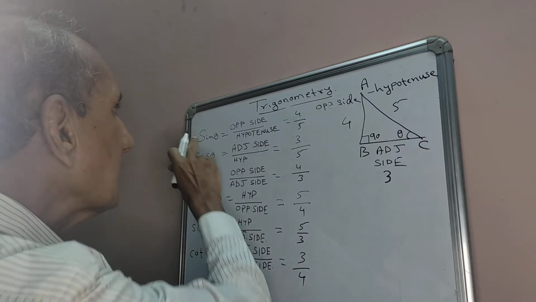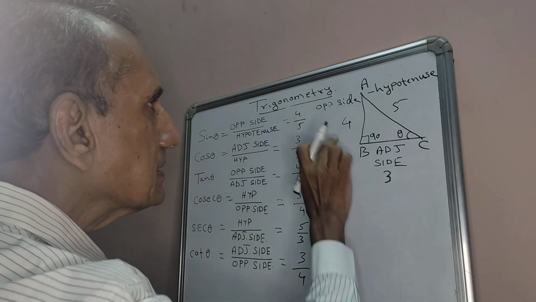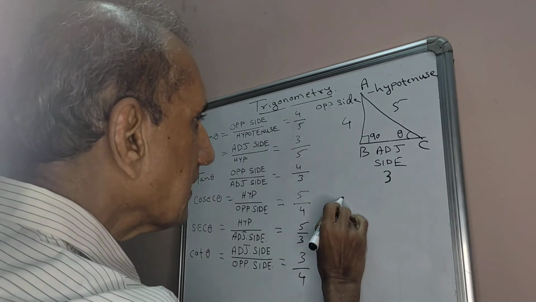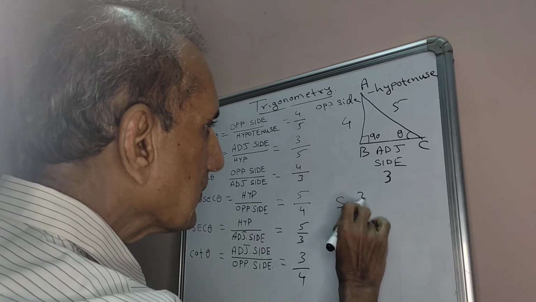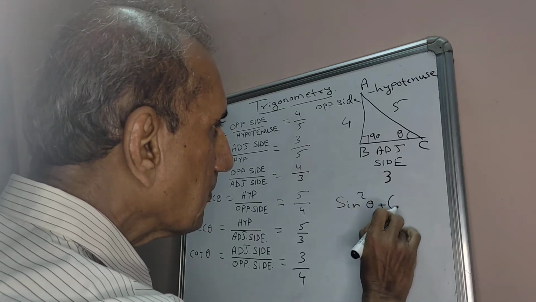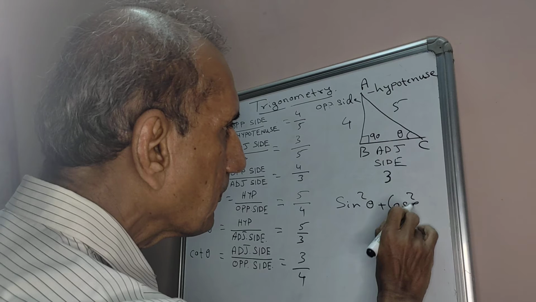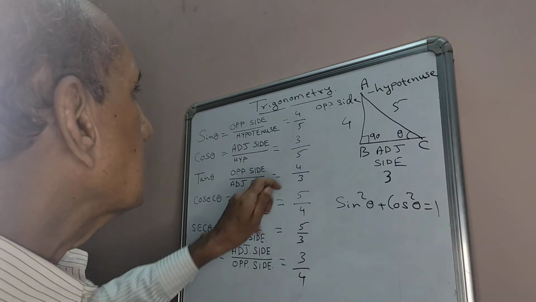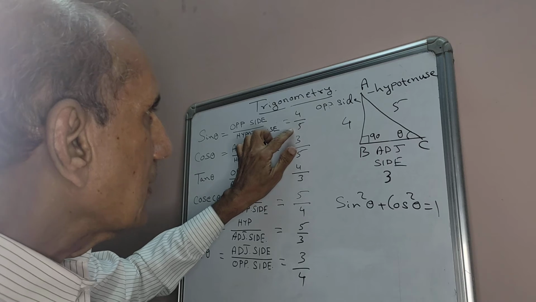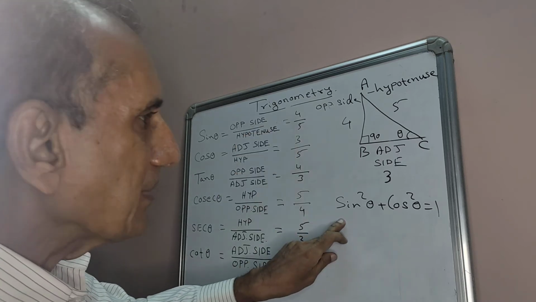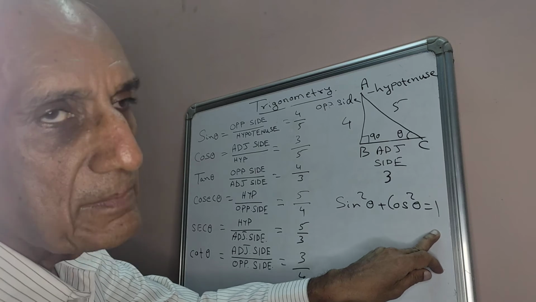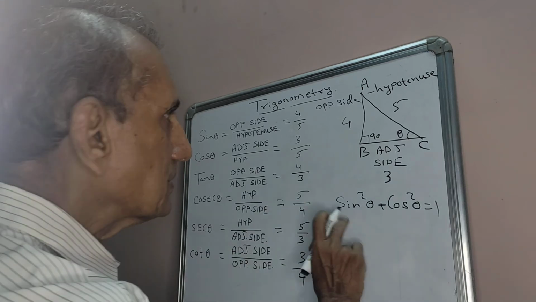Supposing I tell you, now you know what sin theta is, and you know what cos theta is. Supposing I say, prove that sin square theta plus cos square theta is equal to 1. You know what sin theta is. Sin theta is 4 by 5, so sin square theta would be 16 by 25. Cos square theta is 9 by 25, and together they will give you 1. So sine square theta is what?